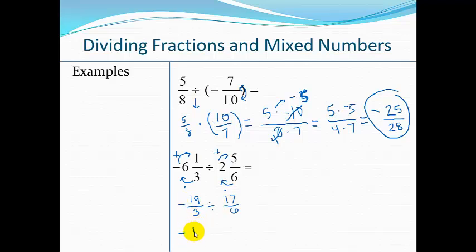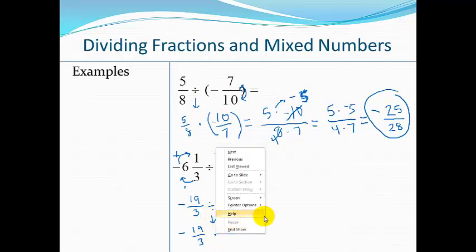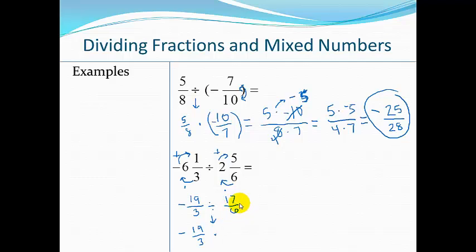Now again, it's still division. I've got to change it. -19/3. Flip it. Multiply that and flip this. So we've got multiply 6/17. Now again, we can cancel here because 3 goes into 6 two times. 3 goes into itself once. So that's a 1. That's a 2. We get -19 times 2.